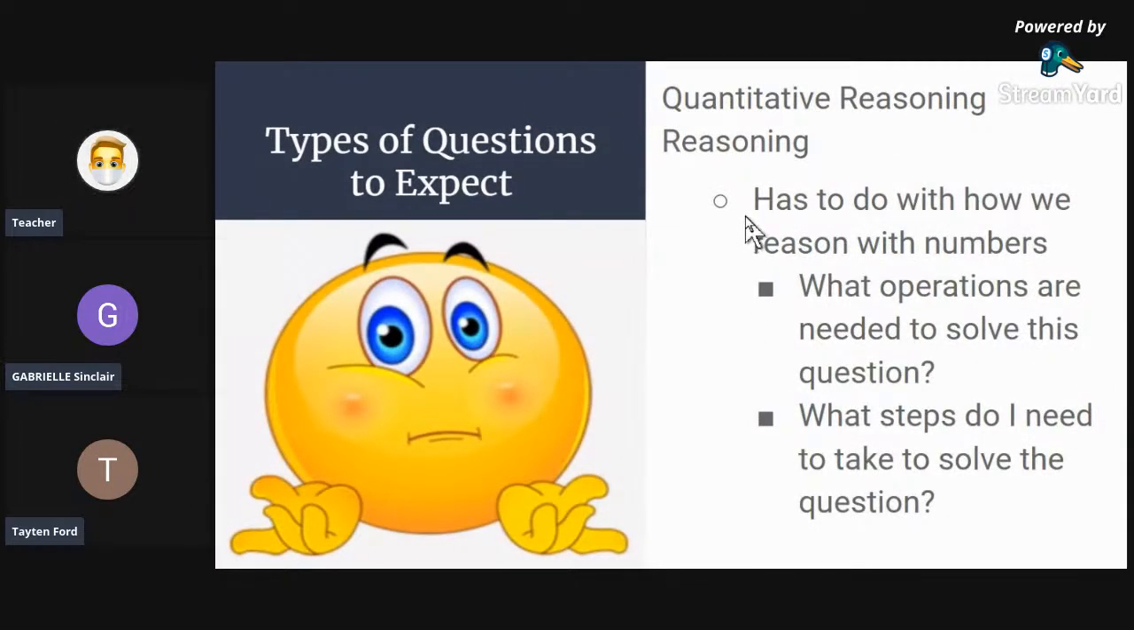Quantitative reasoning. Let's think about this one. This has to do with how we reason with numbers. We think of what operations are needed to solve a question. What steps do I need to take to solve a particular question?